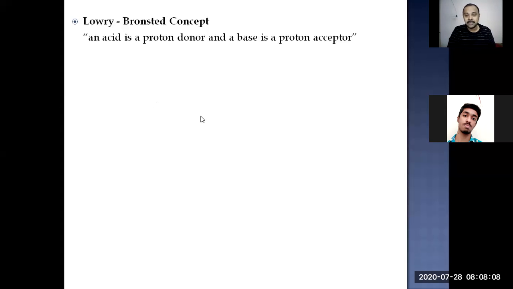Now, to account for the acidic and basic nature of substances which are not covered under the Arrhenius concept, another theory has been proposed, called the Lowry-Bronsted concept or Lowry-Bronsted theory of acids and bases. An acid is a proton donor and a base is a proton acceptor. There is no question of OH minus at all here. Then what is a proton here? A proton is H plus.